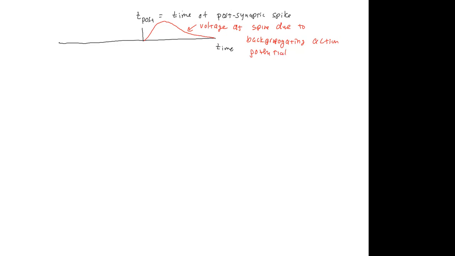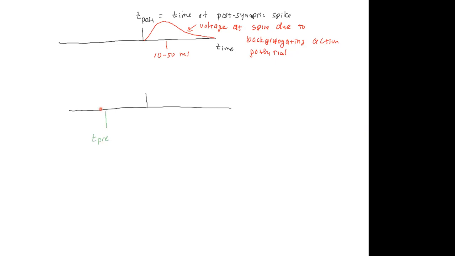And the time scale of this is about 10, depending on how close the spine is, 10 to 50 milliseconds. So it can be kind of slow. 50 is pretty long, but 10 is not unusual. Okay, so what do we expect now? If we now look at the time of the presynaptic spike, we're going to put in the time of presynaptic spike. So this is now T pre. So if the presynaptic spike happens here, we expect nothing to happen.